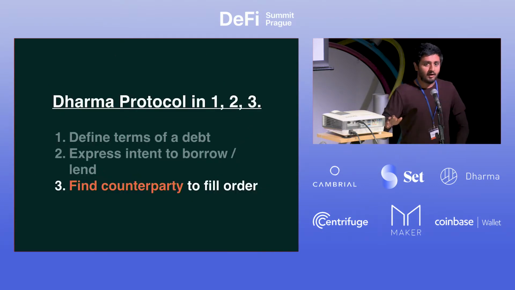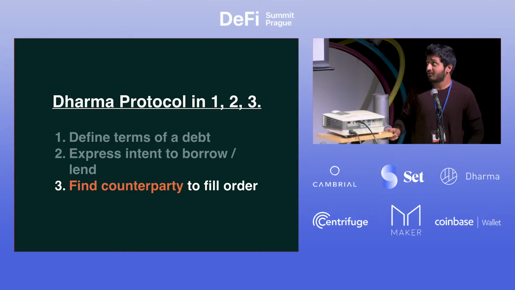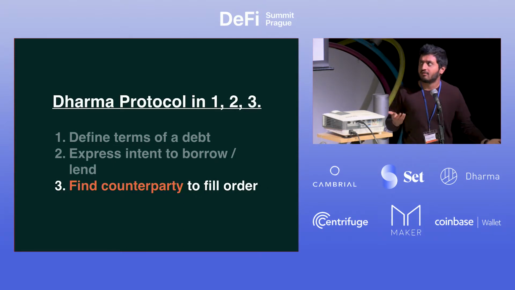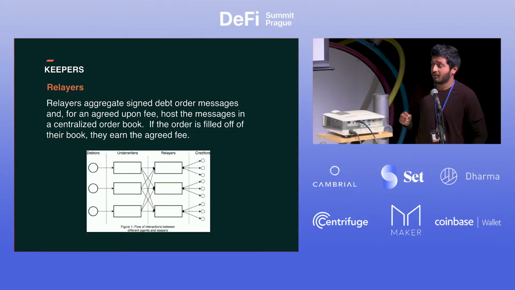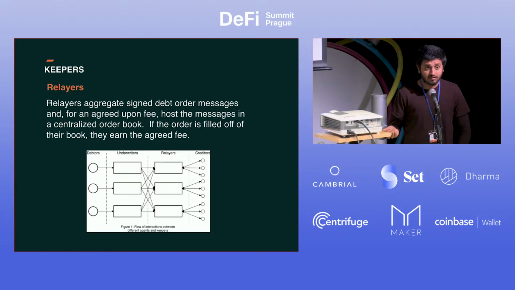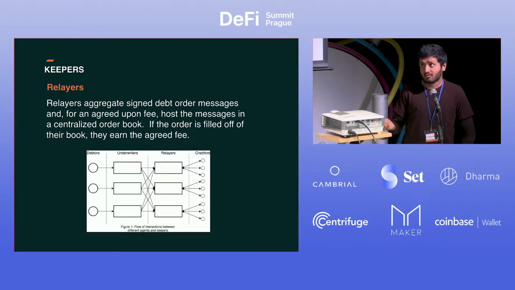So that was a step for actually borrowing and lending, just a simple explanation of what the flow looks like. And then how do Alice and Bob actually discover each other? This is why we have a few keepers in the system. And the most important one are the relayers. It's very similar to, again, the 0x protocol.